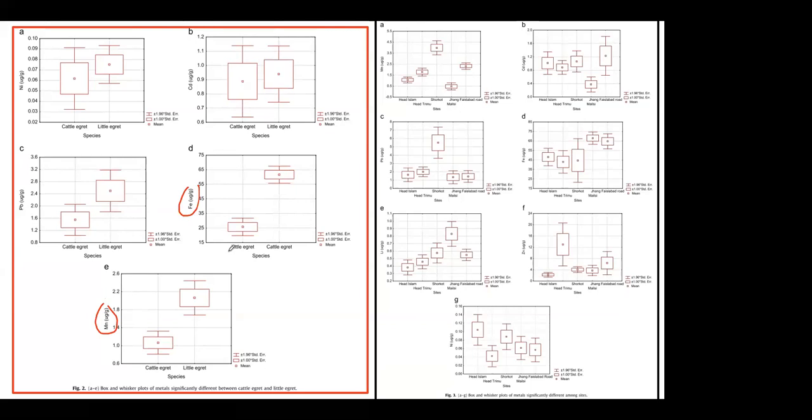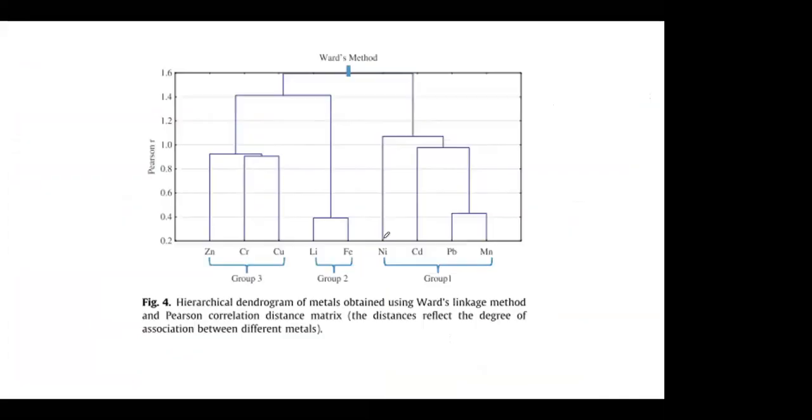The box and whisker plots, based on the site, suggested that almost all were significantly different. Manganese was significantly different between different sites. Lithium also showed a similar trend as compared to the other metals.